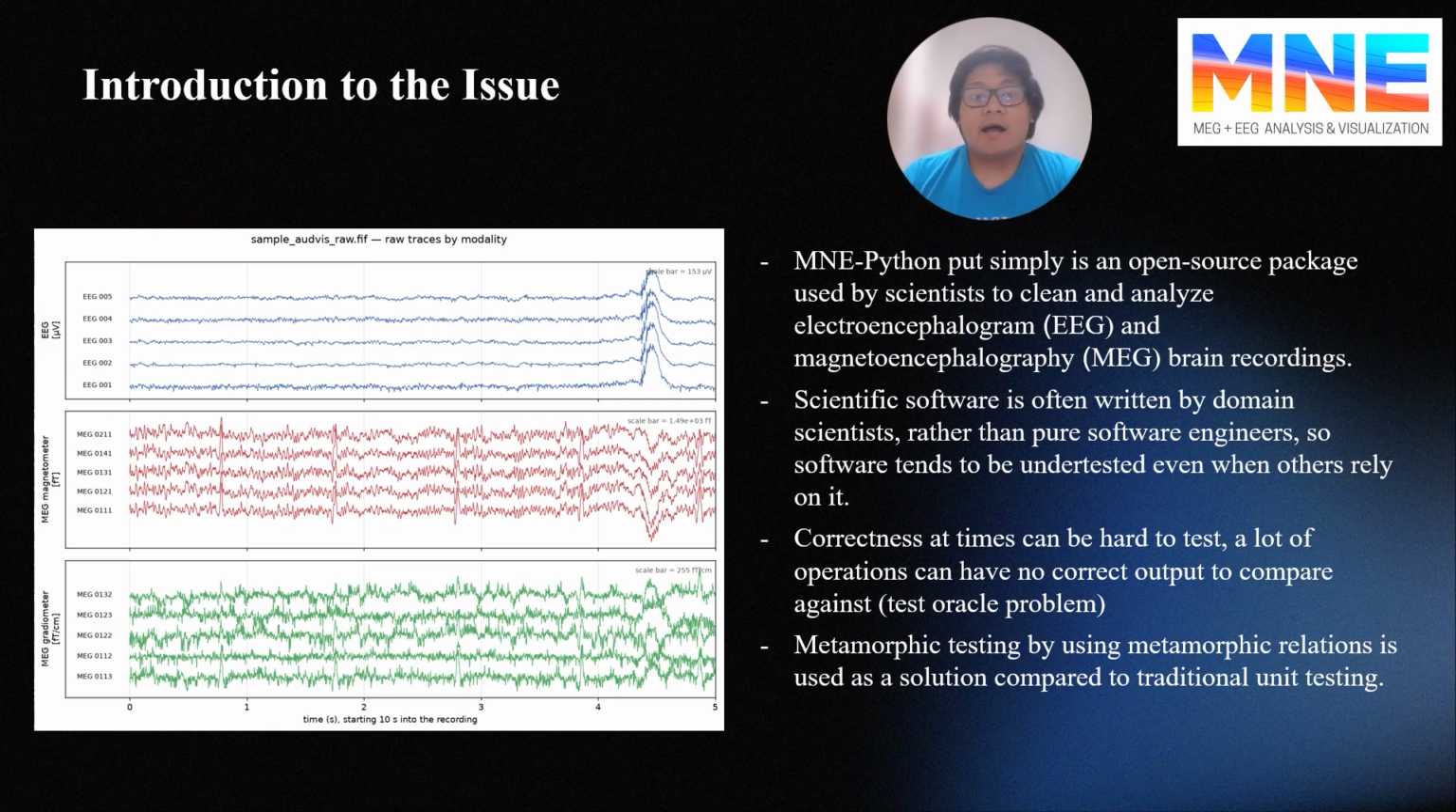Along with that, I learned about an issue with software testing, the test oracle problem, where sometimes when testing, the user may not know what the correct answer is to test for. So the plan was to utilize metamorphic testing to help spot and improve on the current testing suites provided. Also, on the left, you can see a basic example of a MEG/EEG recording, where the data is stored as frequencies.